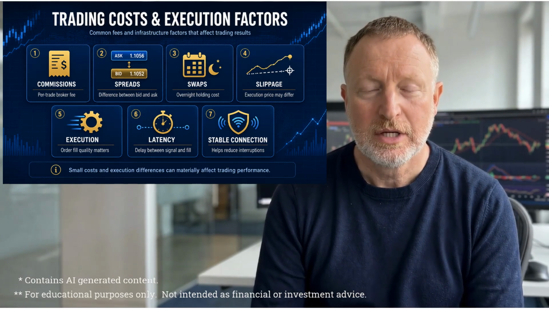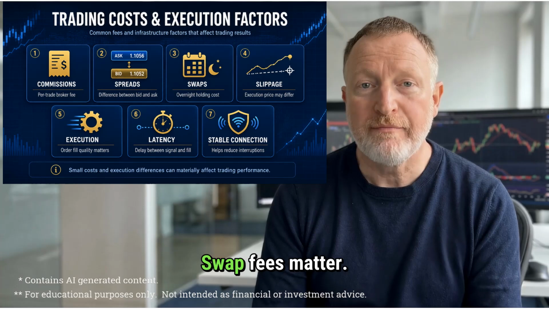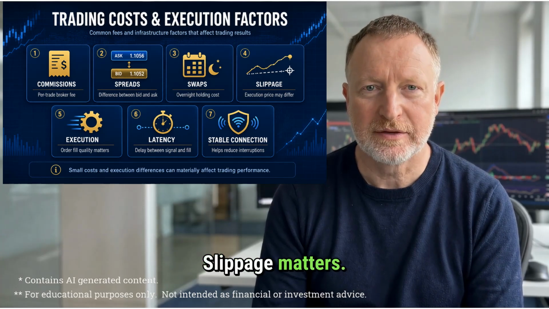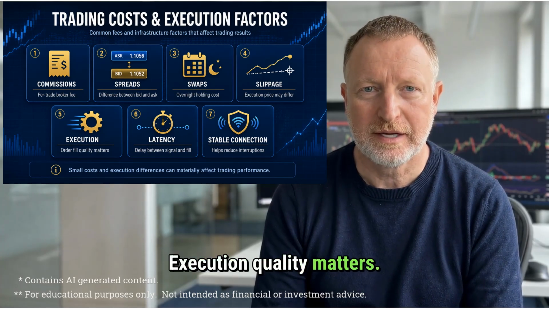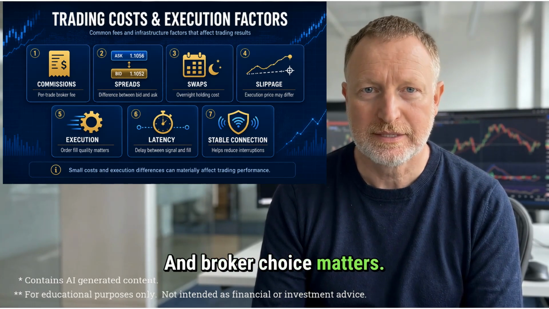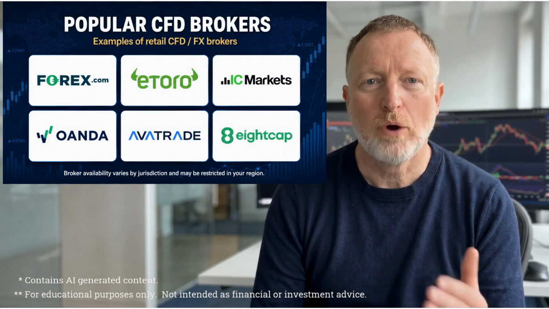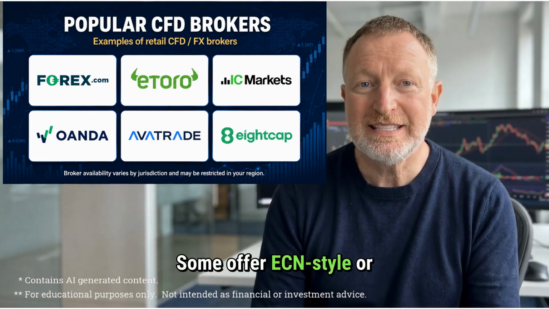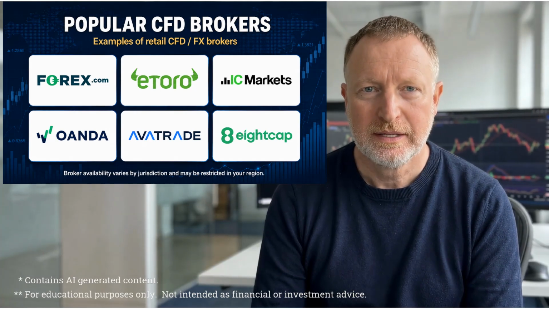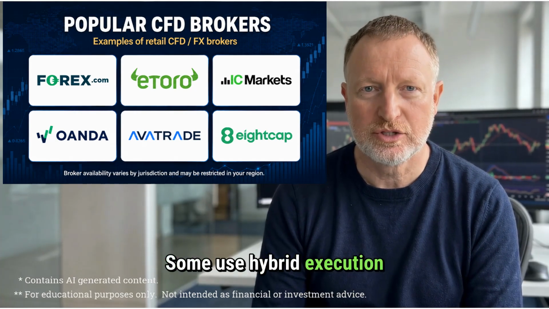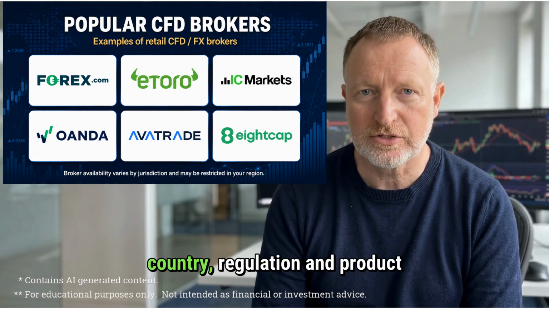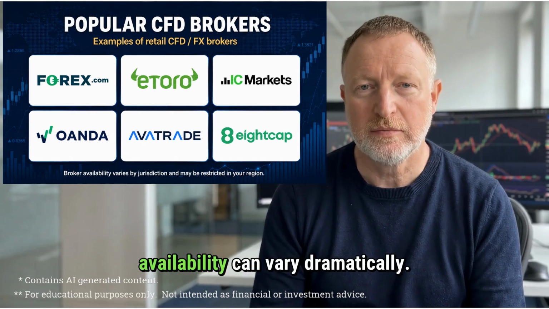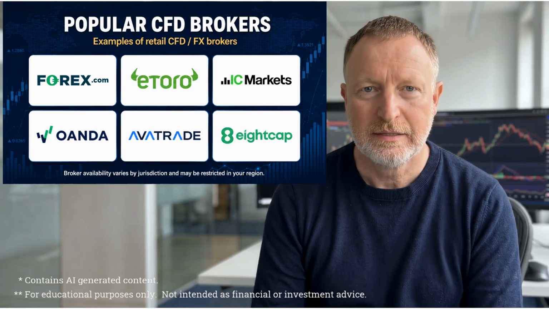But there are also serious disadvantages. Spreads matter. Commissions matter. Swap fees matter. Slippage matters. Execution quality matters. And broker choice matters. Some brokers operate as market makers. Some offer ECN-style or raw spread accounts. Some use hybrid execution models. And depending on your country, regulation and product availability can vary dramatically.